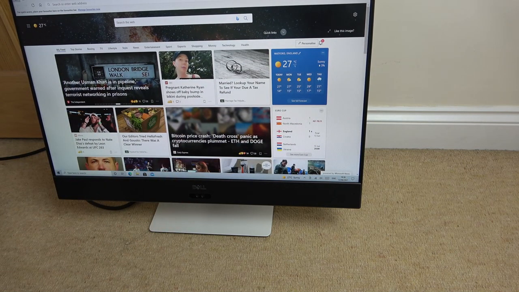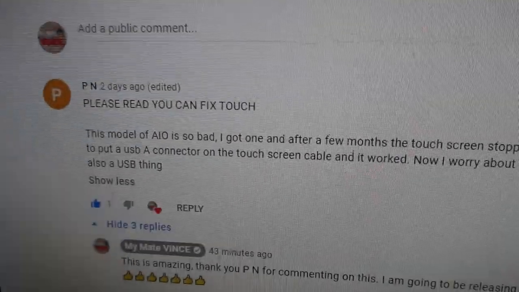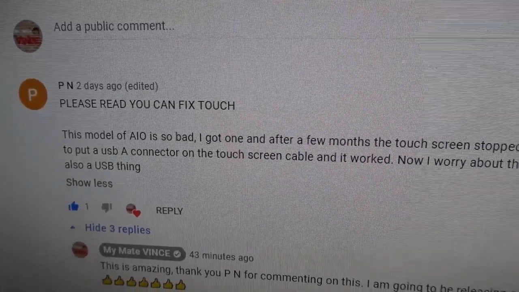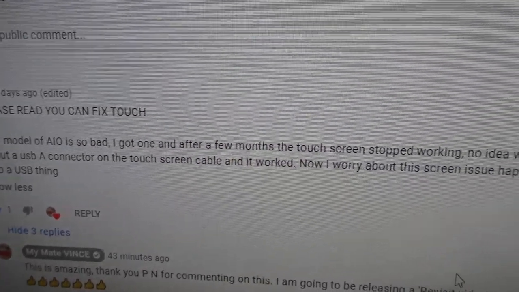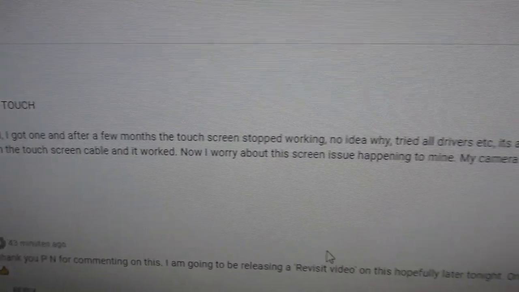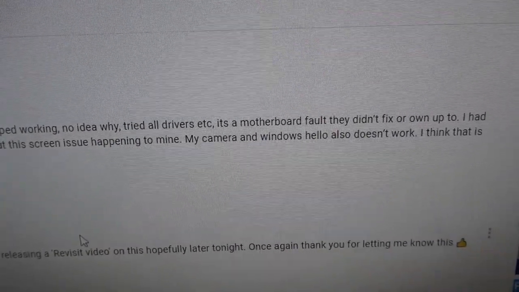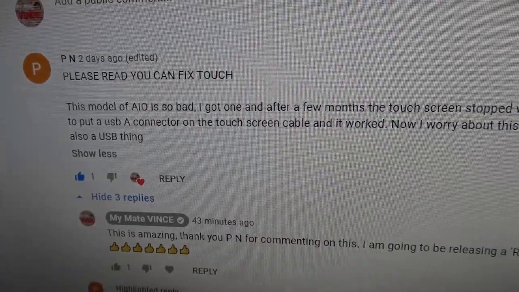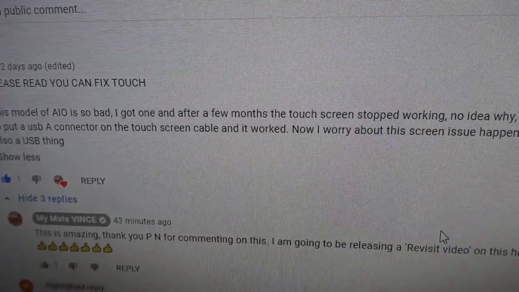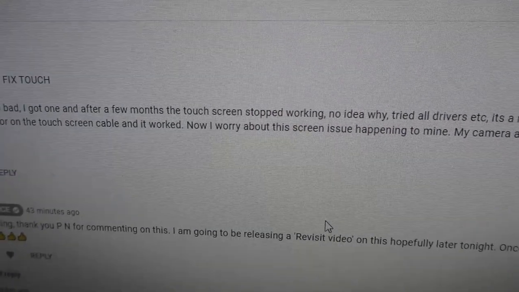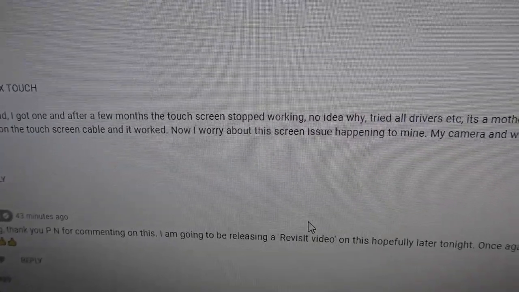Right, let's give thanks where thanks is due. So here is a message, and it's from PN, and it says, "Please read, you can fix touch. This model of all-in-one is so bad. I got one, and after a few months, the touchscreen stopped working. No idea why. Tried all the drivers, etc. It's a motherboard fault they didn't fix or own up to. I had to put a USB-A connector on the touchscreen cable, and it worked. Now I worry about this screen issue happening to mine." Well, if it does, at least you know at this moment in time, the boards are very cheap on eBay.